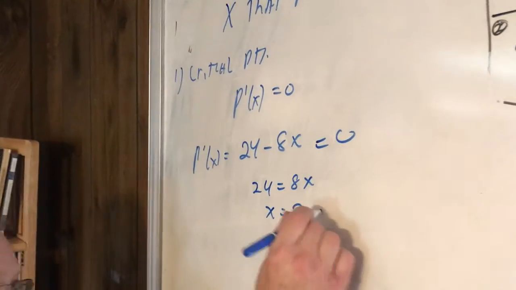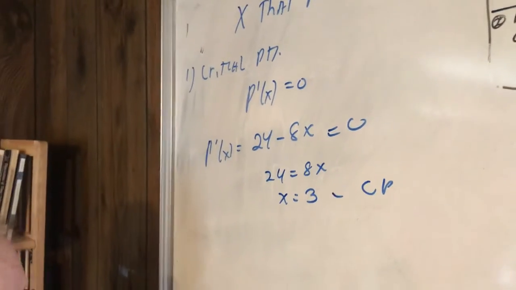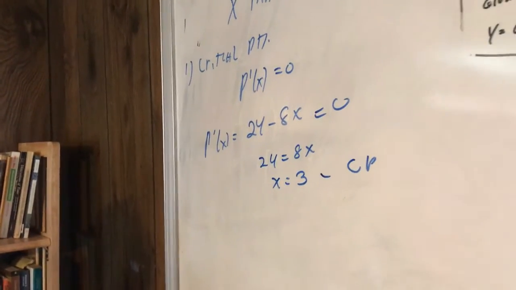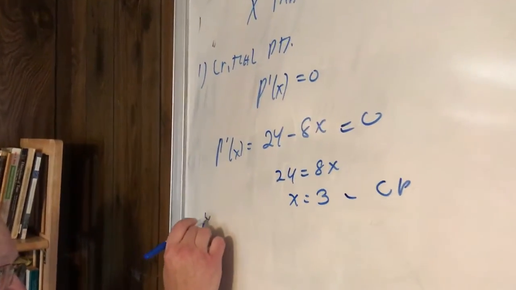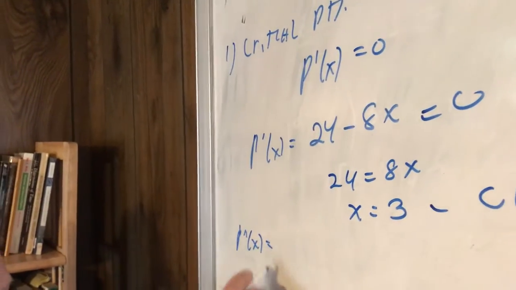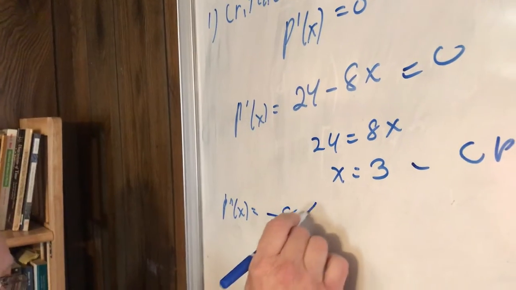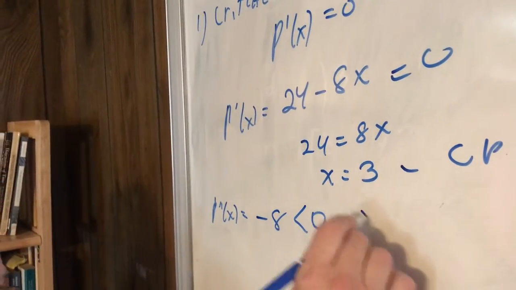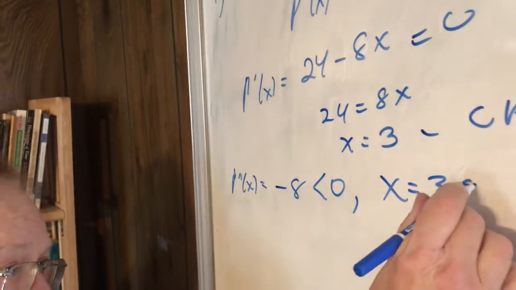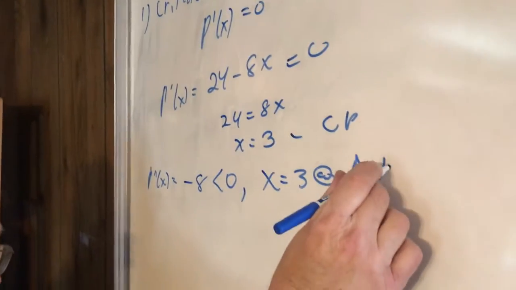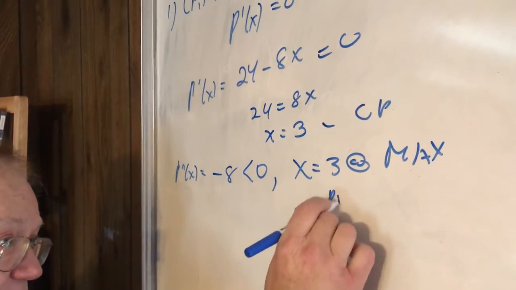Now that's your critical point. I don't know if that's maximum or min. Here I'm going to take the second derivative, which is going to be minus 8, which is always less than 0. So x equals 3 is at a maximum. Maximum profit point.